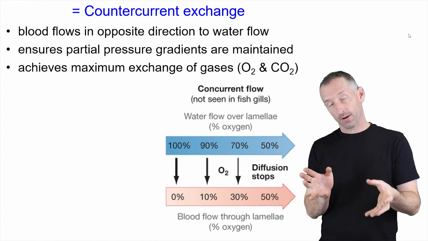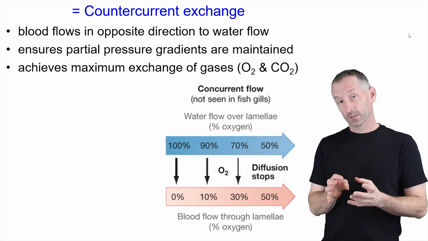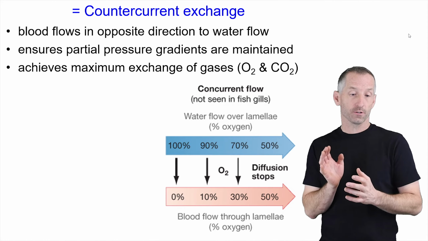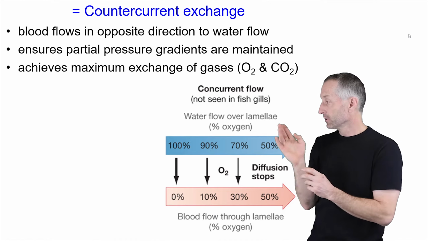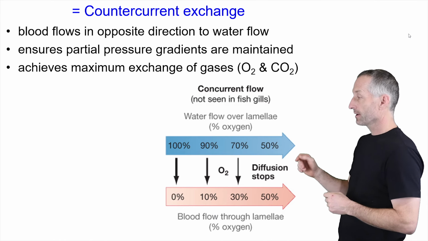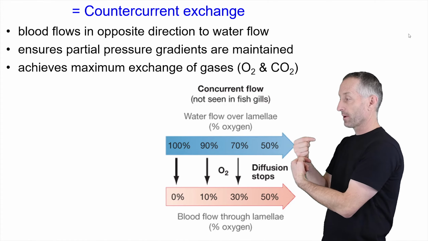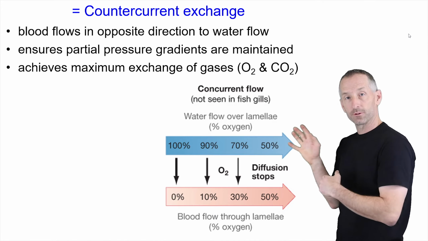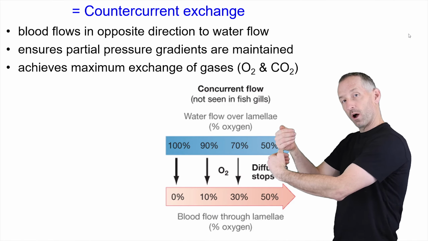Okay, so why does this countercurrent exchange work so well? Well, to illustrate that, we can contrast it with concurrent flow, where the blood and the water would be flowing in the same direction. So this diagram here illustrates that, where you have both the water and the blood coming across the lamellae in the same direction from left to right. So the water starts at high oxygen, the blood starts at low oxygen.